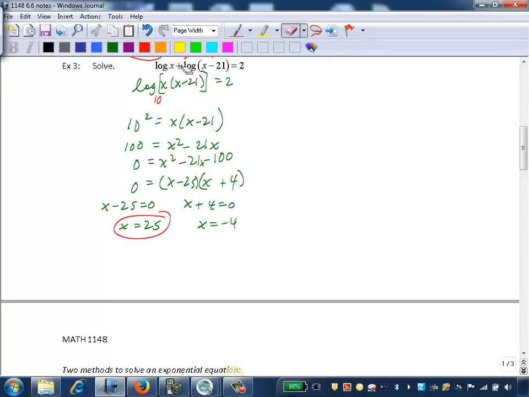But the negative 4, if we substitute that back in here, we'd end up taking log of a negative. Same thing here. If we put the negative 4 in here, it would be negative 4 minus 21, negative 25 for our argument. So we exclude that. Again, that's because the argument would be negative.